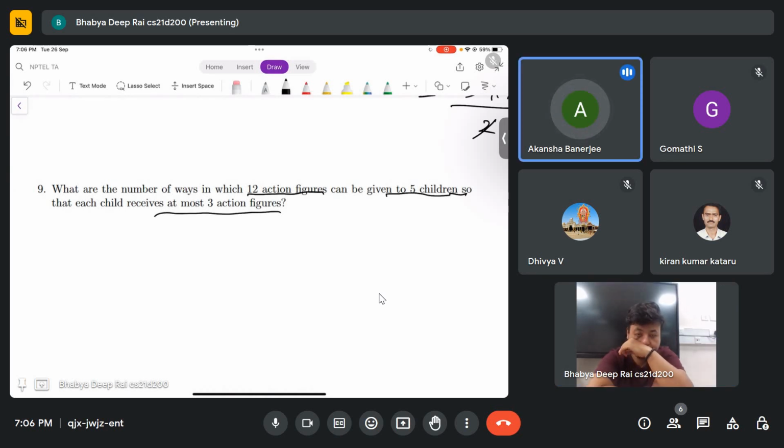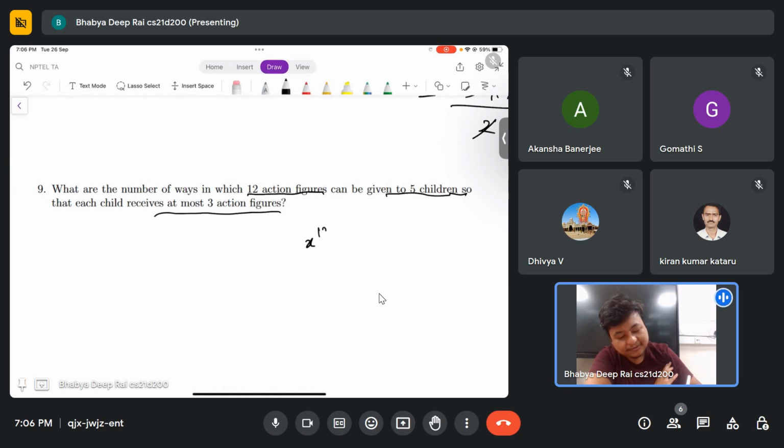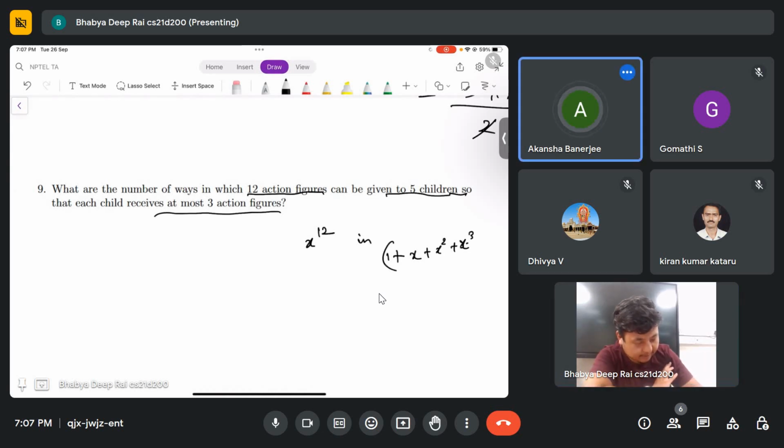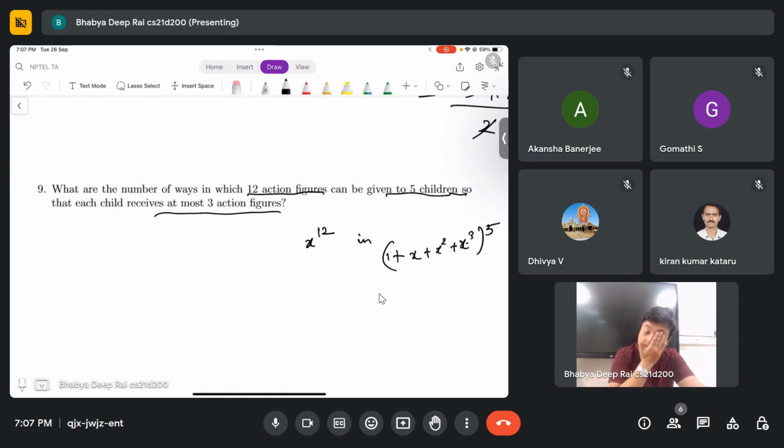Coefficient of x power 12 in 1 plus x square plus x cube, to the power 5. Coefficient of x to the power 12 in 1 plus x plus x square till x cube, whole power 5.